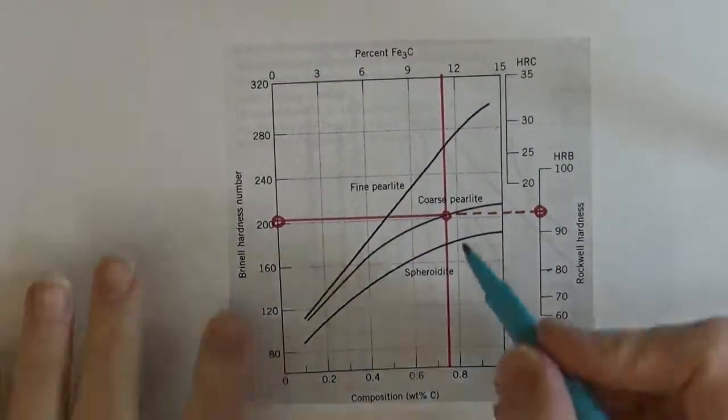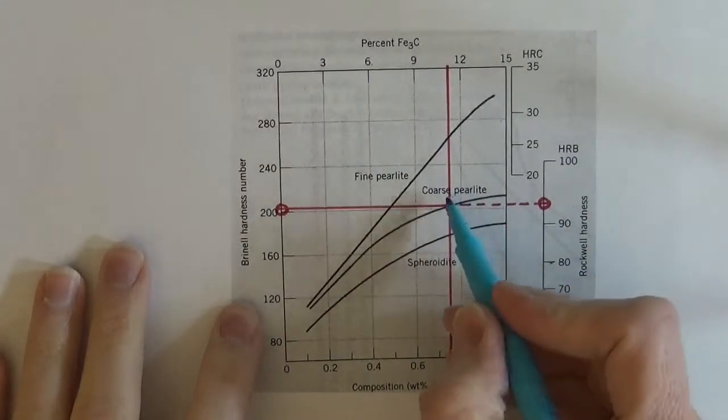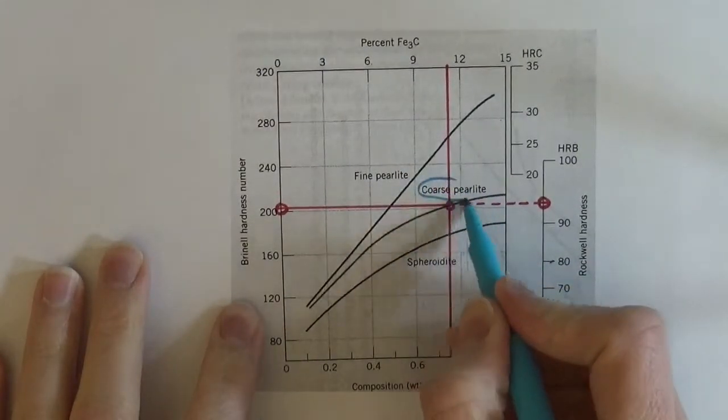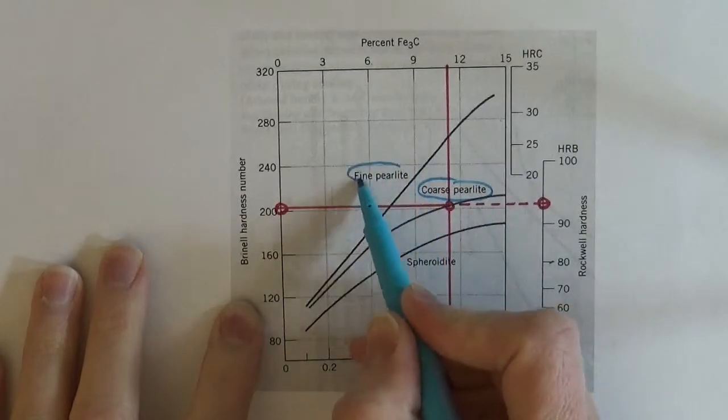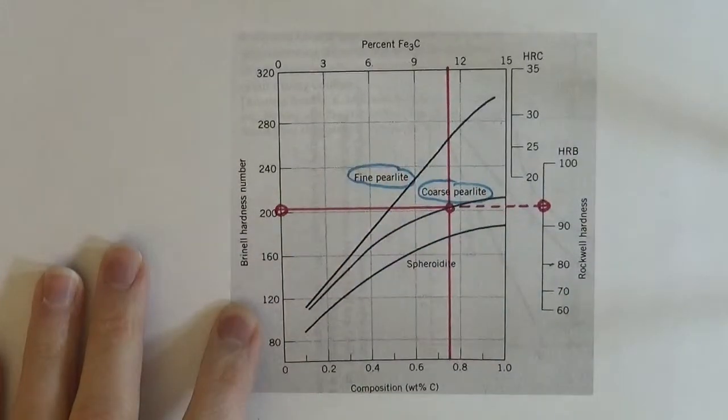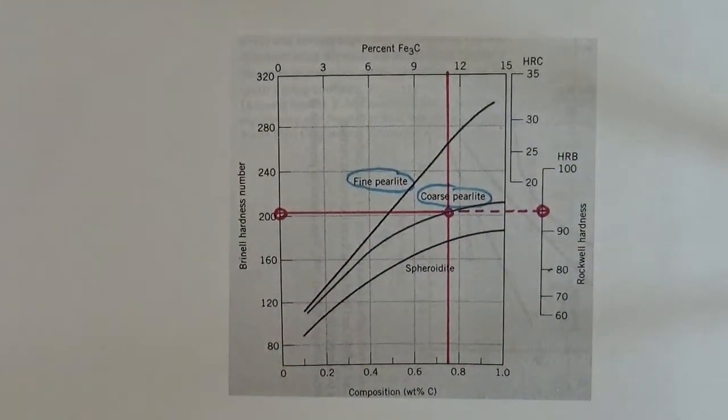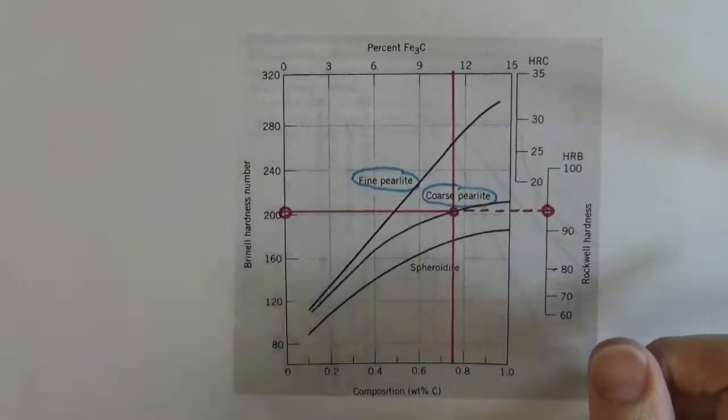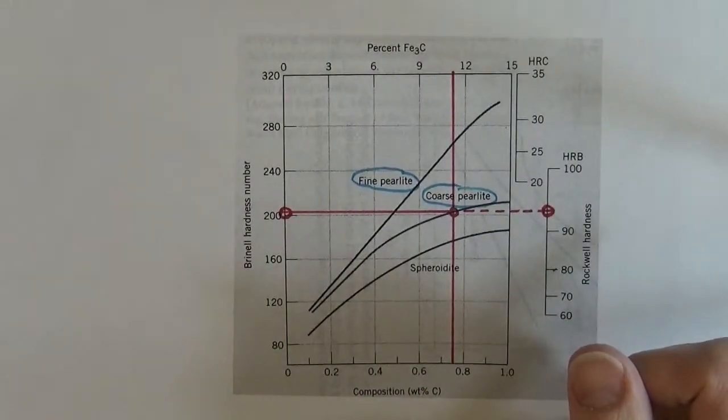And the question was about what's the difference between coarse perlite and fine perlite. And the answer is coarse perlite is coarse and fine is fine. I know, sounds obvious, but no, it really has to do with the size of the grain structure.